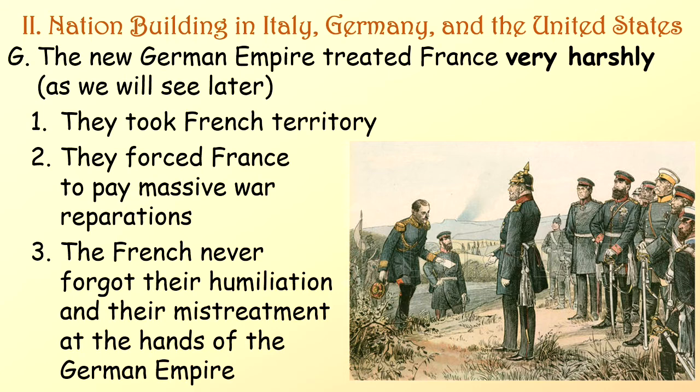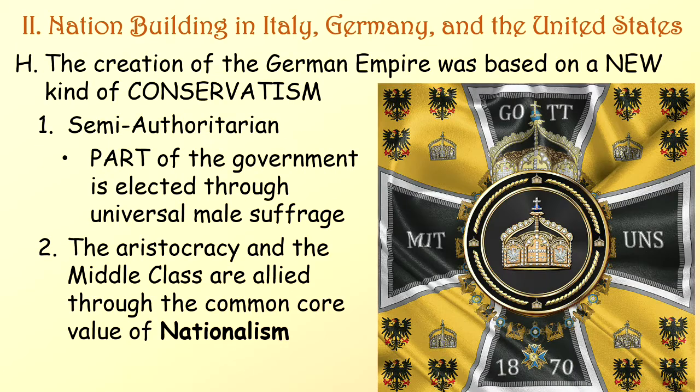This new German empire treated France very harshly, as we will see later. They took French territory. They forced France to pay massive war reparations. And the French never forgot their humiliation and their mistreatment at the hands of the German Empire. The creation of the German Empire was based on a new kind of conservatism. I call it semi-authoritarian. Part of the government is elected through universal male suffrage, but the aristocracy and the middle class, they're allied through the common core value of nationalism.